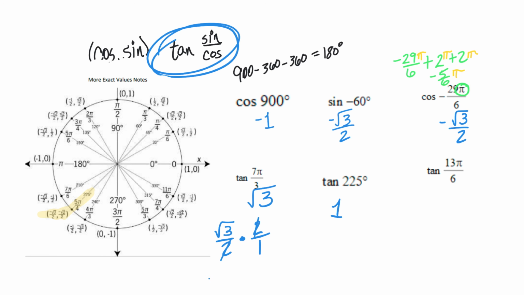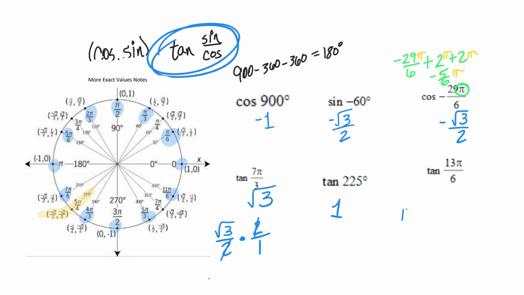And then the last one is tangent of 13/6. Well, again, if you wanted to count your sixths, you could, but here's the thing you got to recognize. The sixths also reduce. See, here's 1/6, there's 2/6, there's 3/6, 4/6, 5/6, 6, 7, 8, 9, 10, 11, 12, and then 13 is going to take us back to the 30-degree angle.